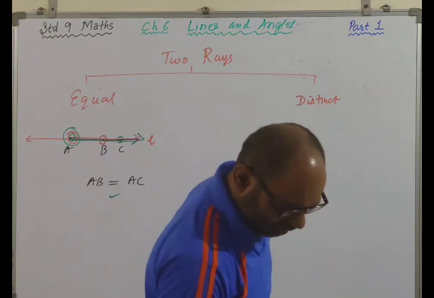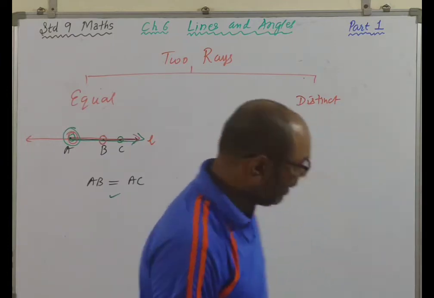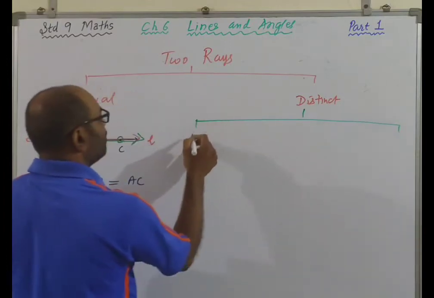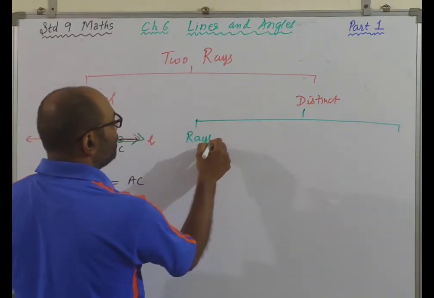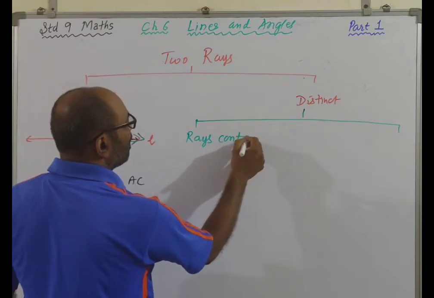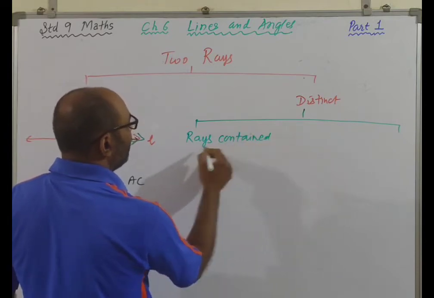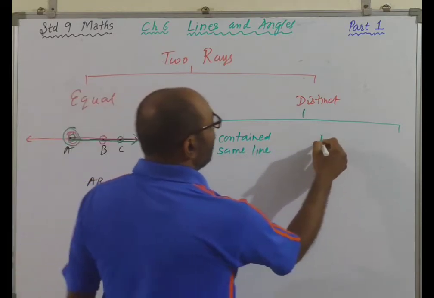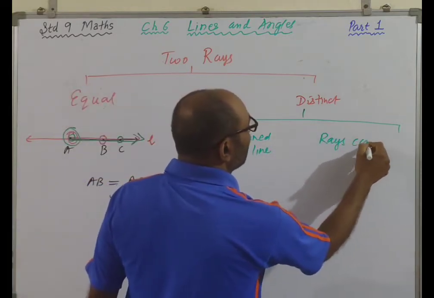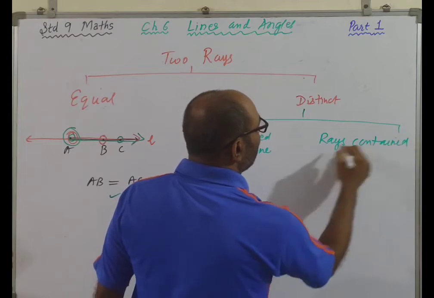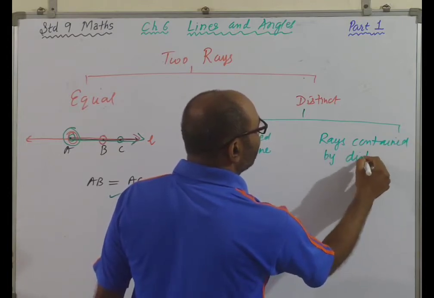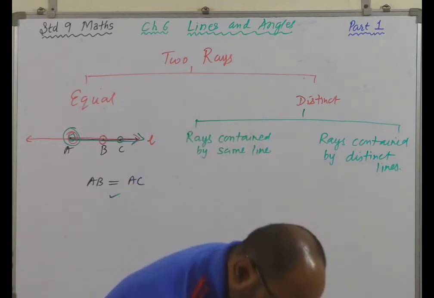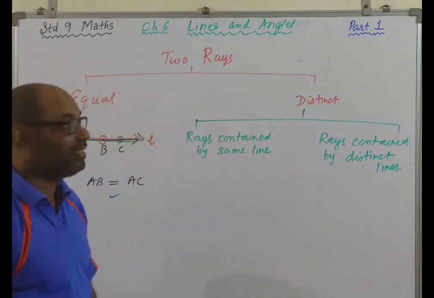All right. Now we are talking about distinct rays. Rays contained by the same line, and rays contained by distinct lines. All right? Let's see. Rays contained by the same line.